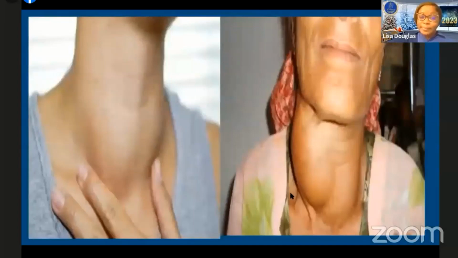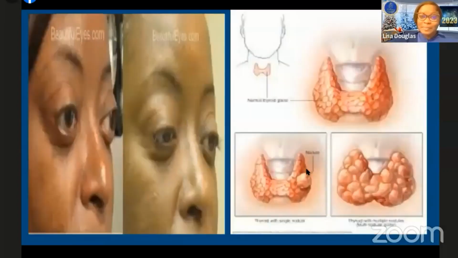This is goiter. A lot of us in the islands, I remember growing up as a little girl, you see people with this at their neck, and you're like, oh, what's wrong with them? Well, now that I'm a nurse, I fully understand what it is.